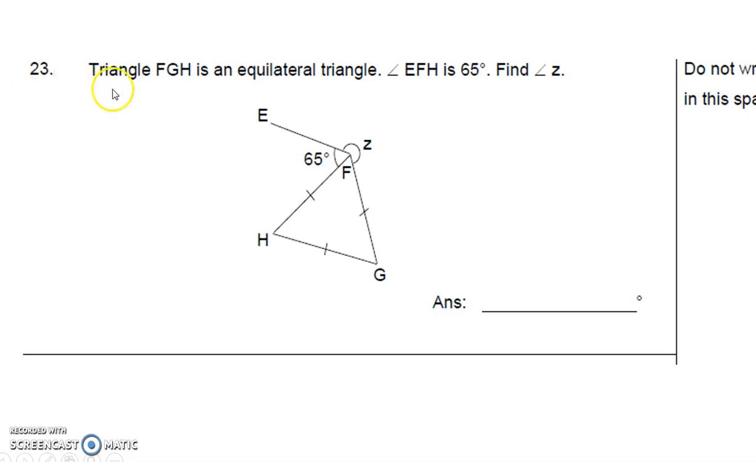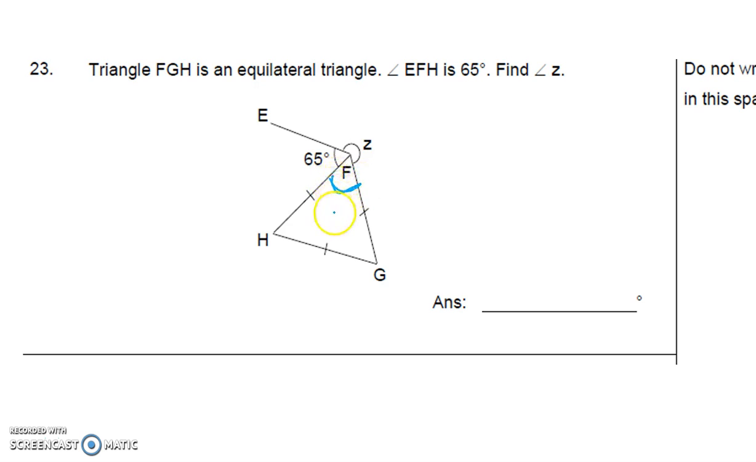Question 23. Triangle FGH is an equilateral triangle. Angle EFG is 65 degrees. Find angle Z. Okay, so this is quite clear cut. We have here an equilateral triangle, and we know that this angle here is 65 degrees, and we need to find this. Okay, first of all, to find this, I need to find this.